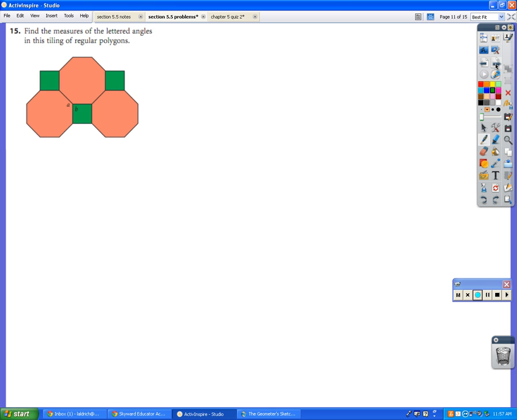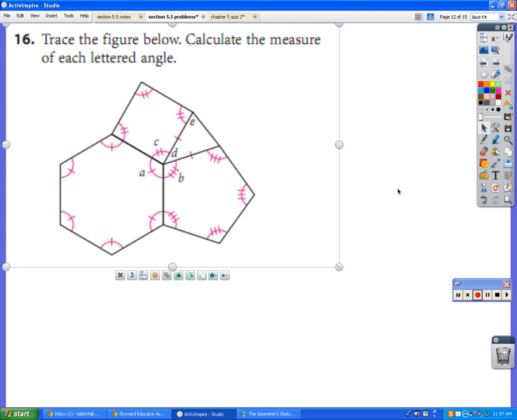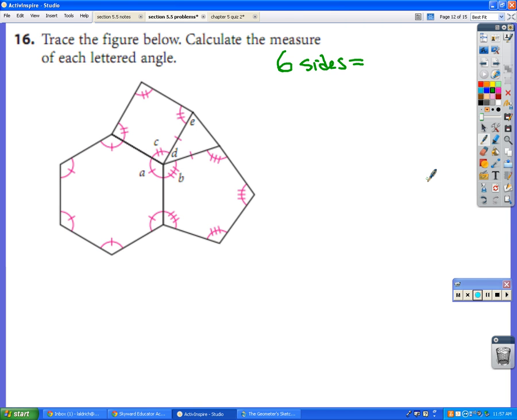16? Yes, we can. All right, 16. Okay, so we want to calculate the measure of each lettered angle. So angle A is inside how many sided shape? Six-sided shape. So if we have 6 sides, how many triangles do we get? 4 triangles. How many degrees is each triangle? 180. So 4 times 180 means that the angles inside there will add up to 720 degrees.